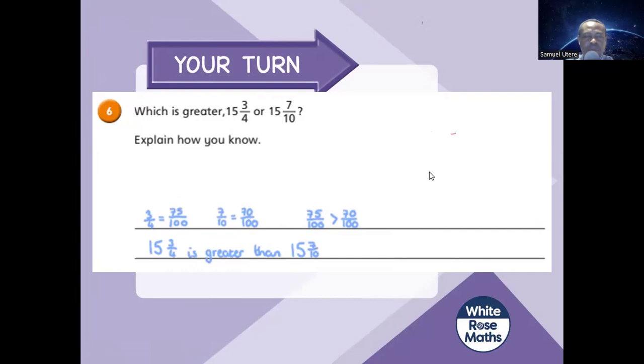Here you were asked 15 3/4 or 15 7/10, which is greater. Well, we know the 15s are the whole numbers, so we're going to be comparing the 3/4 and the 7/10. Now, 7/10 is 70 hundredths, and 3/4 is 75 hundredths. So clearly, 15 3/4 is greater than 15 7/10.